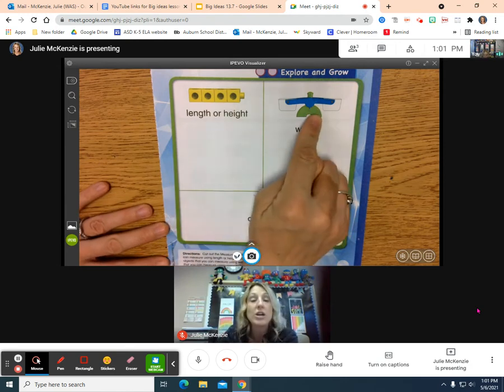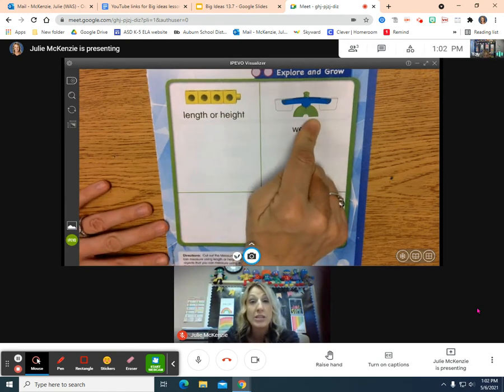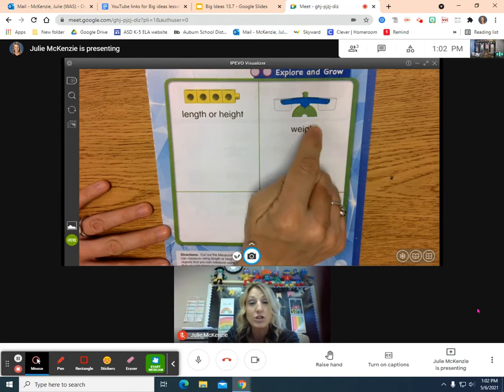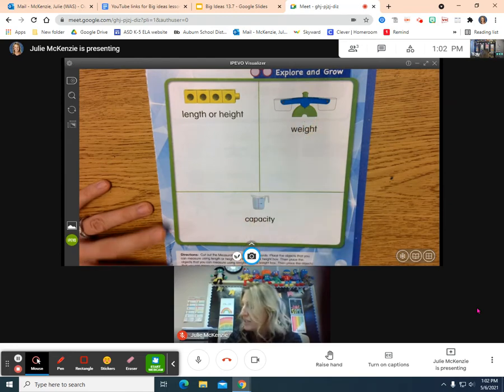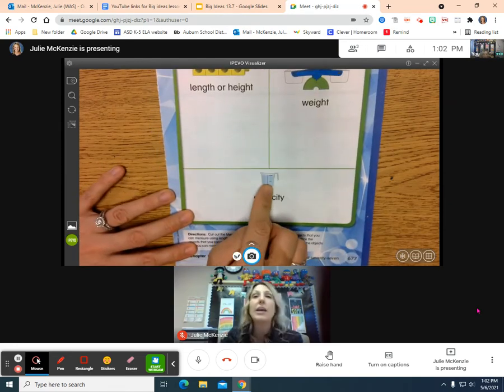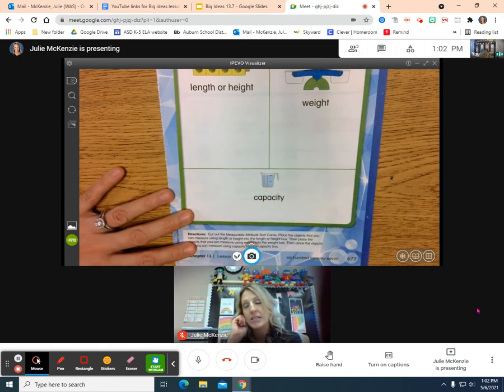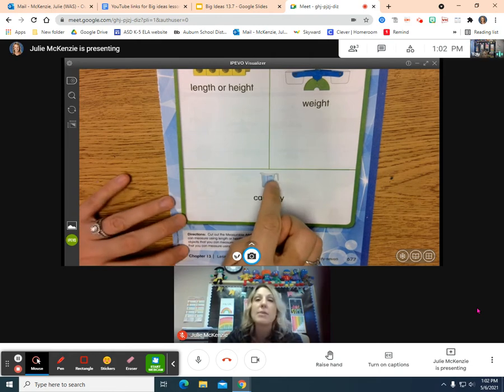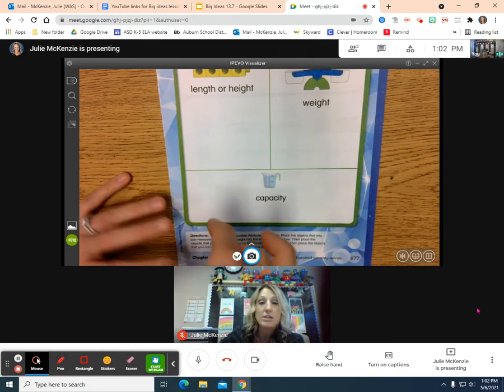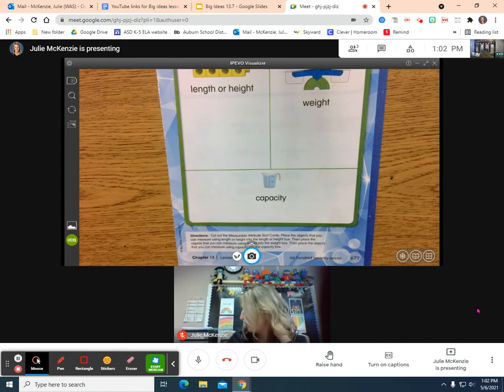This is a picture of a scale. So this represents that we could measure how much something weighs. And this is a liquid measuring cup. So this represents capacity. This represents that things can be filled up and we can measure the attribute of capacity. All right.